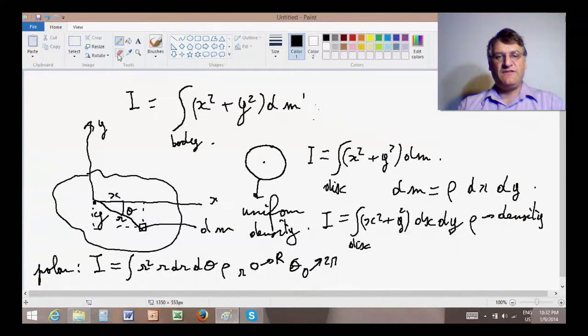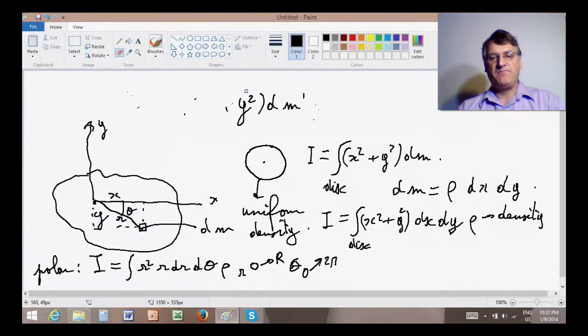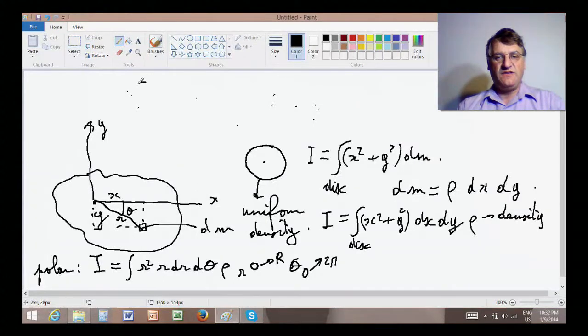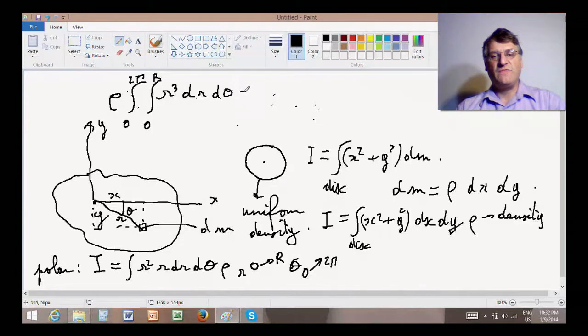Bearing that in mind and erasing what we don't need, we can say that that integral is the integral from 0 to 2 pi times, I'm going to put the rho in front of it since it's constant, times the integral from 0 to r of r cubed dr d theta, which is rho times 2 pi, the theta component goes right away, times the integral from 0 to r of r cubed dr, which is r fourth over 4.